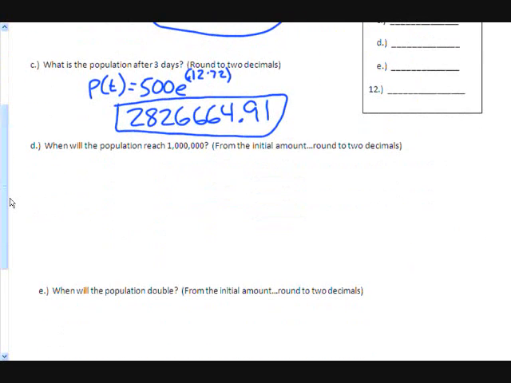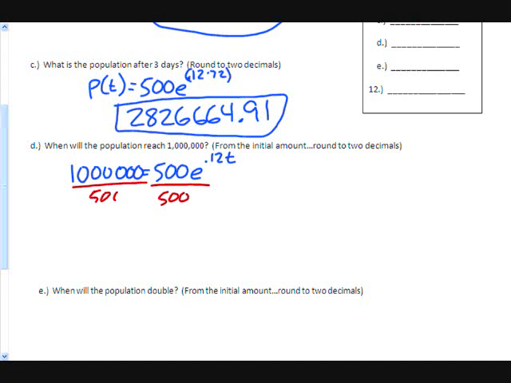The next one, it says, when will the population reach 1 million? And again, that's from the initial amount, and we round to 2 decimal places. All right. So I'm still using the 500 for my initial amount. e to the 0.12 t, t is what I'm looking for. I want to know how long it'll take for this to equal the 1 million. So the first thing I have to do is isolate the exponential part of the function by dividing by the 500. And this one, you could leave it as a fraction. This one is going to divide evenly, so I would just go ahead and divide it. Take out 2 zeros, and then that's going to be 2,000.